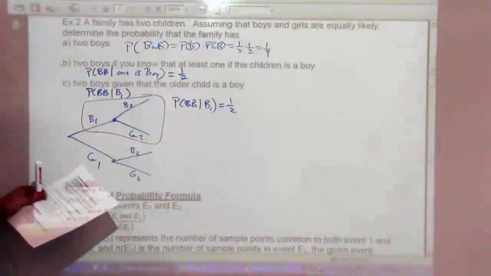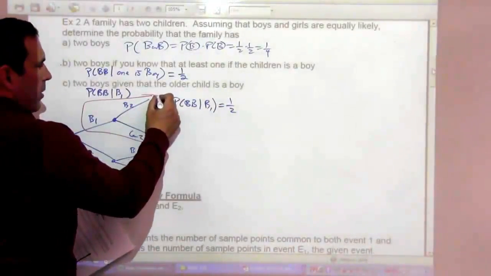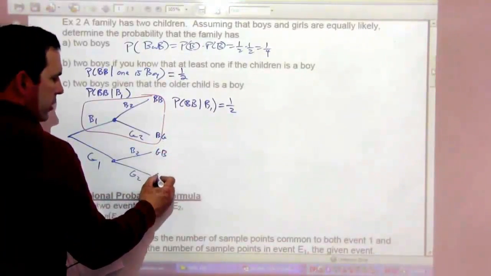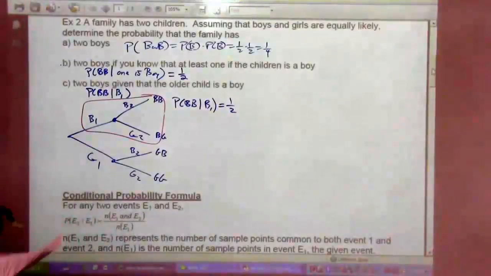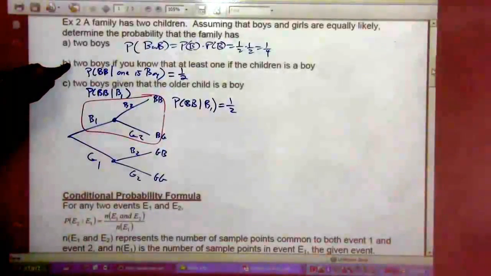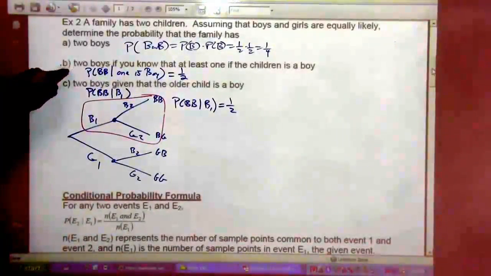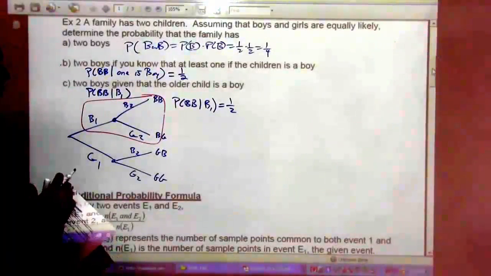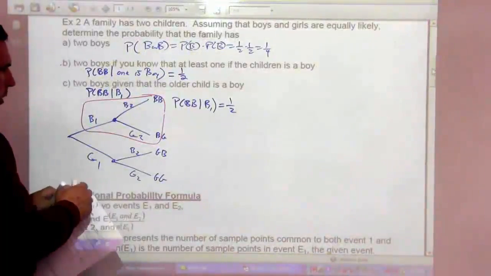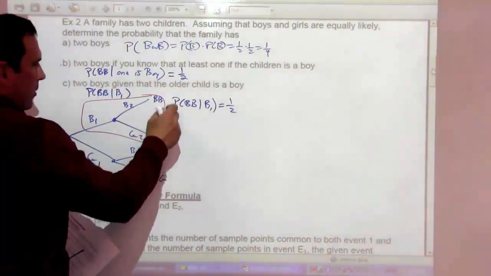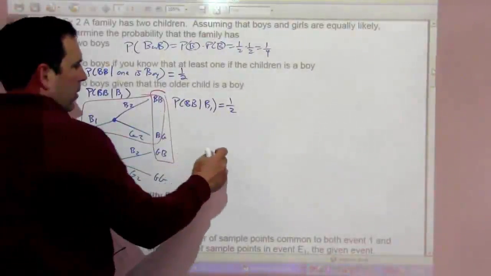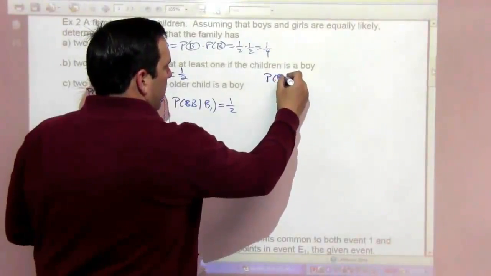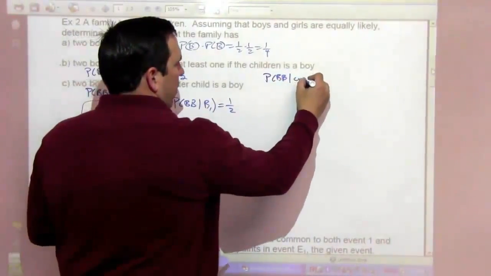Now earlier we saw, if you look at these cases, we have BB, BG, GB, GG. Part B says 2 boys if you know that at least one of the children is a boy. Okay, well, probability of 2 boys, given we know that one is a boy. That's actually these 3 right here. So I probably should adjust this. Probability of boy, given that one is a boy.